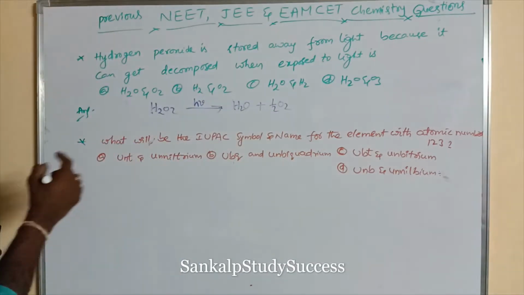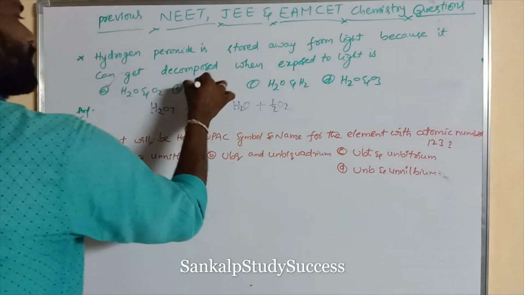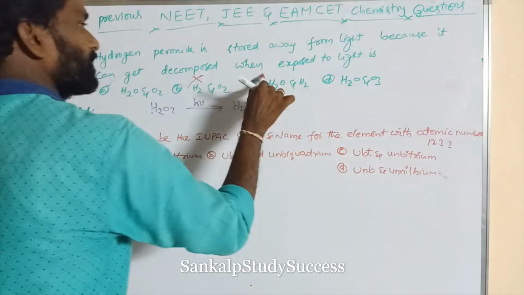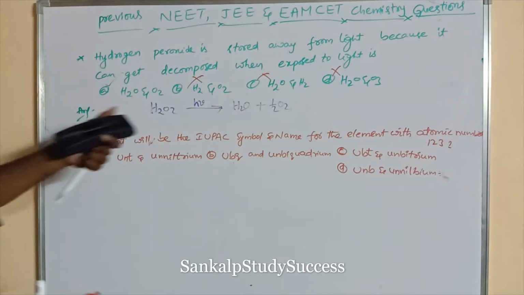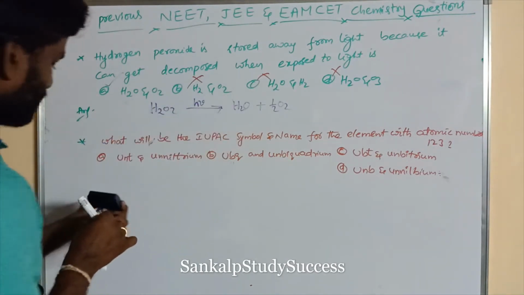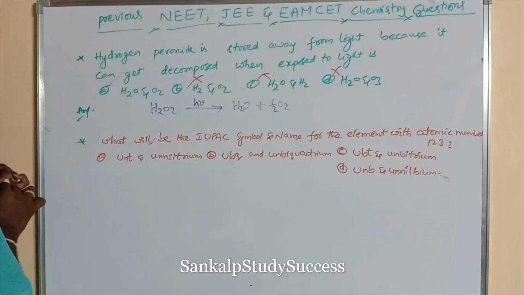So here what are the answers? H2O and O2. This is the answer. So this is not hydrogen and oxygen, H2O and O2. This is not, and this is also not. Okay, H2O2 can be decomposed in the light to H2O and oxygen. Right, that is the right answer. Next goes to another question.